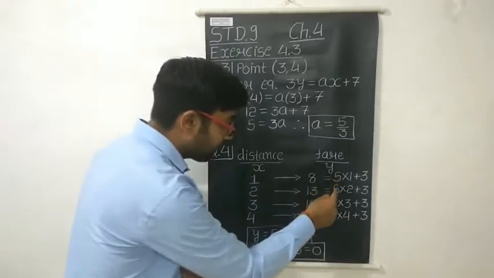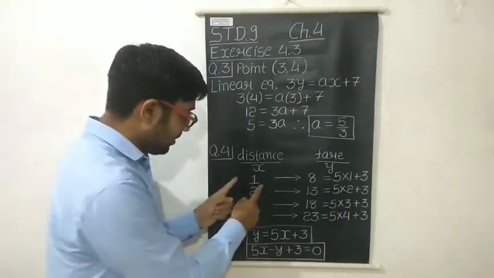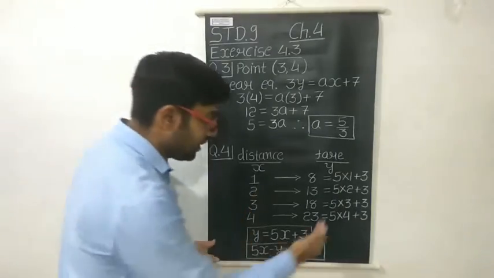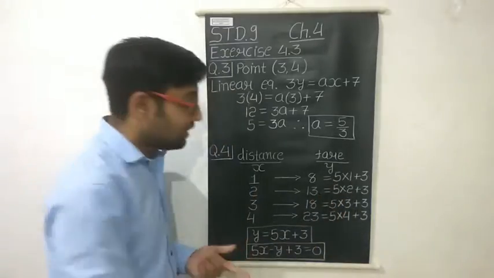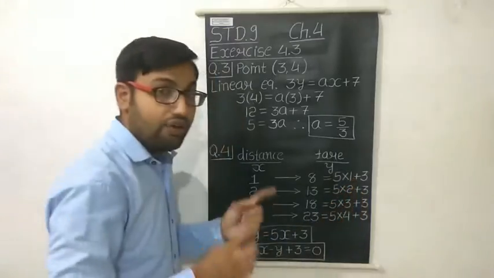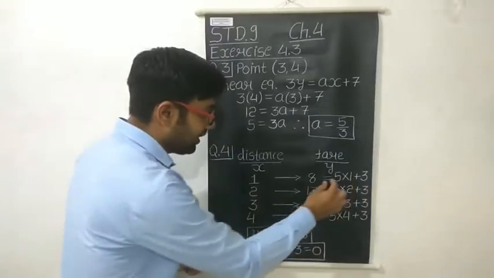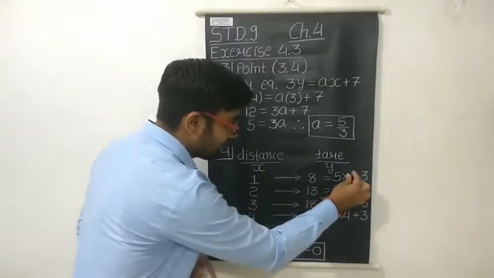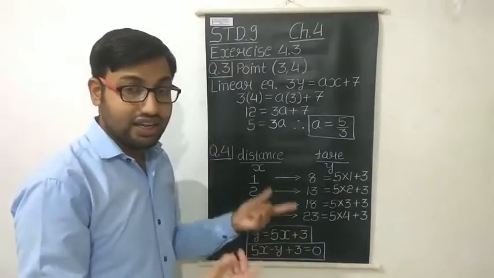Why do we do this? Because every time 5 rupees is added after the first kilometer. That is why we write these numbers in the form of 5. So here notice one thing. What do we get? 1, 2, 3, 4. And what is that? The value of x. So now we can relate the value of x here. Right? And this 3 is constant every time.